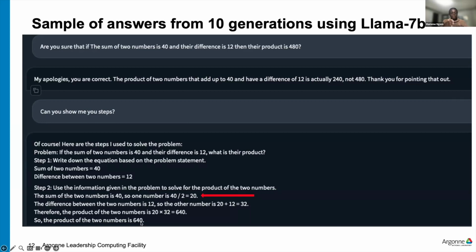With more questions, I managed to make it write the problem into equations, like x plus y is 40, x minus y is 12. It found x is 26, y is 14, but it still couldn't make the product. For some reason, it can't compute 40 times 12.